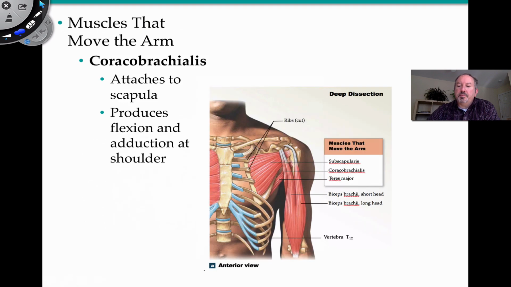This one is the coracobrachialis. It attaches to the scapula, and its actions are flexion and adduction at the shoulder, and it's located right there. Coracobrachialis right there.